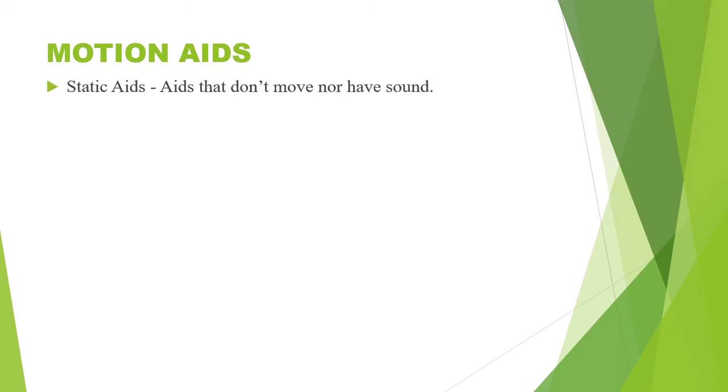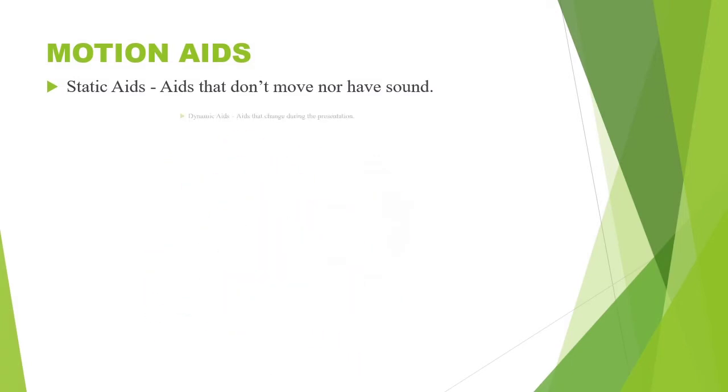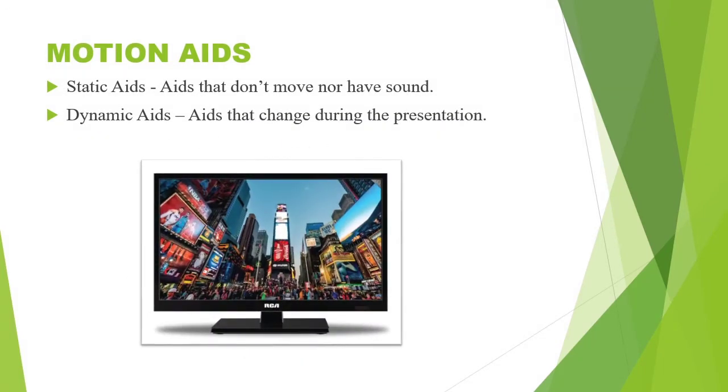And now let's move to motion aids. In motion aids, we have the static aids that don't move nor have sound. For example, we have flashcards, which basically don't have sound at all and don't move unless you touch them, but they display information. Next, we have the dynamic aid. It is an aid that changes during presentation. For example, we have television, which displays pictures or videos that are constantly changing over time.